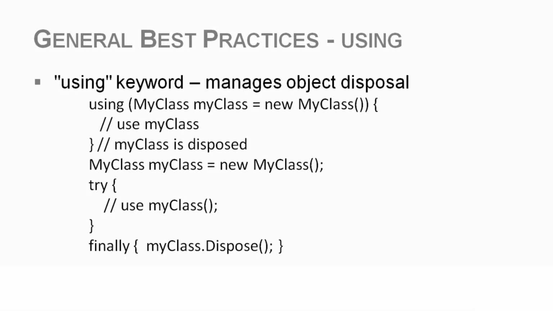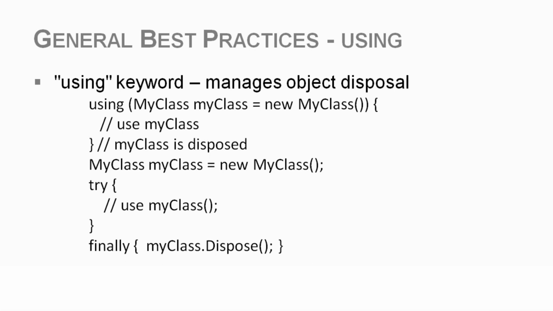The using keyword manages object disposal. So in that first part, we've got using my class is equal to some new class, and then we use that my class. And when we close the curly brace for the using statement, my class is disposed, which means it actually calls the Dispose method on my class, so the resources of my class are cleaned up. It's the rough equivalent of what you see below, and using my class is equal to new my class, and put it in a try and then use a finally to call Dispose.